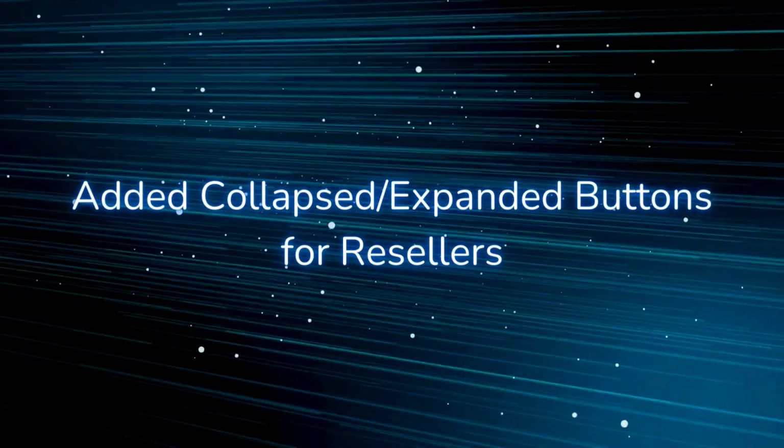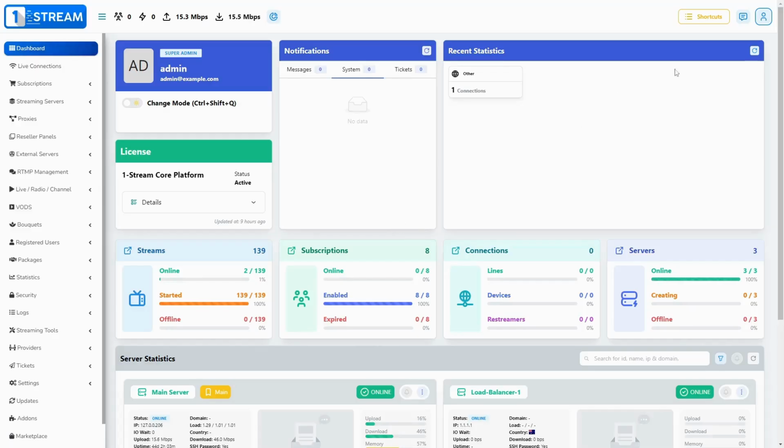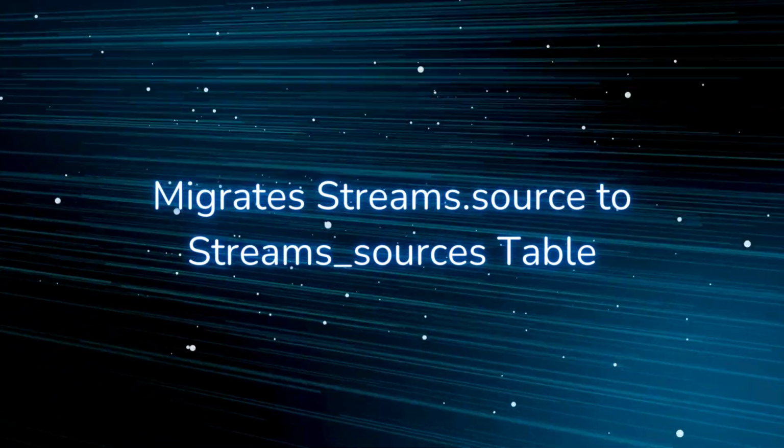Added collapsed/expanded buttons for resellers. Click on your avatar picture on the right, then choose appearance settings and click on the group action buttons to choose.